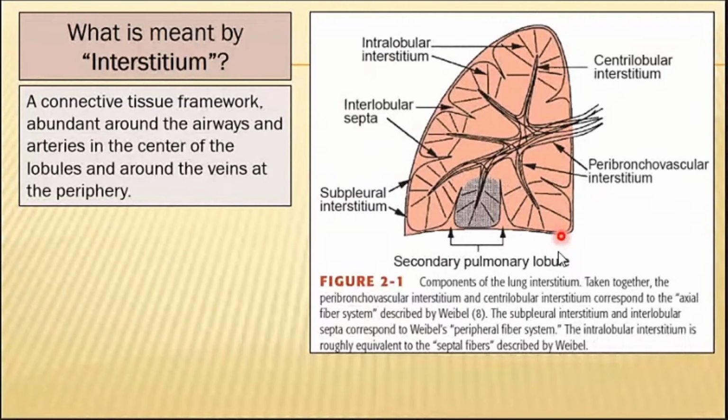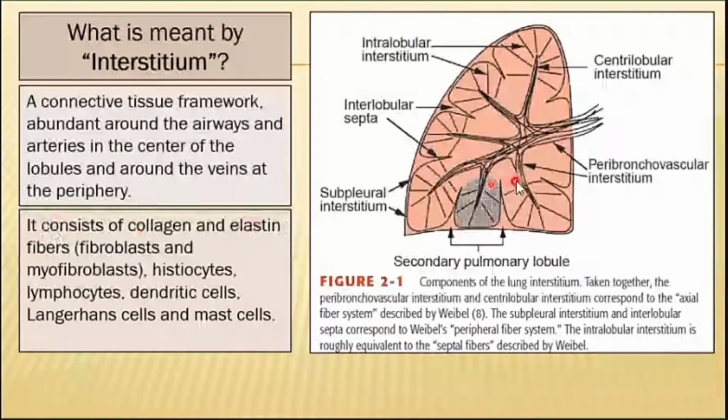the secondary pulmonary lobule. Okay, then the basic structure, framework, and composition consists primarily of collagen and elastin fibers containing a multitude of cells such as histiocytes, lymphocytes, dendritic cells, Langerhans cells, and mast cells. So this interstitium that you see, with all the different structures, is not just a layer of connective tissue, but contains a lot of other important elements and is definitely very much alive.